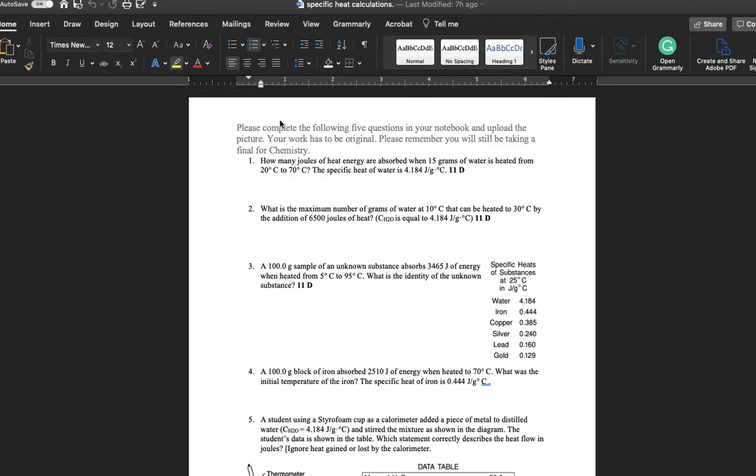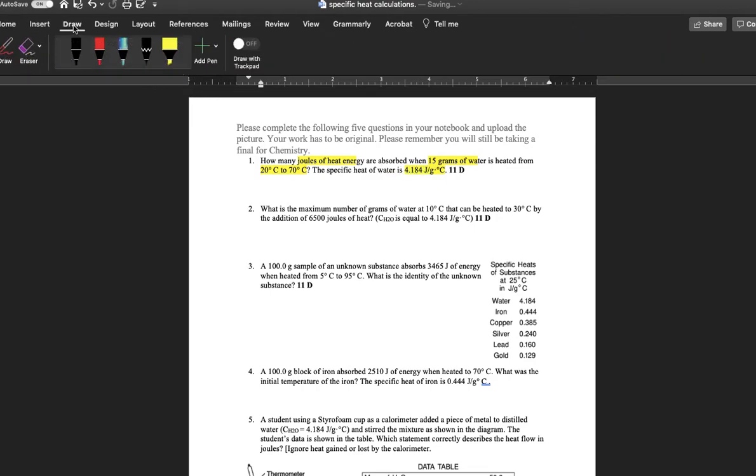Okay, so here you guys can see it says how many joules of heat energy are absorbed when 15 grams of water is heated from 20 degrees Celsius to 70 degrees Celsius, and they give you the specific heat capacity. Now, in previous videos, we were given the change in temperature, right? Now here you actually have to calculate the change in temperature, meaning this right here is your initial temperature that was in the beginning, and here is your final.